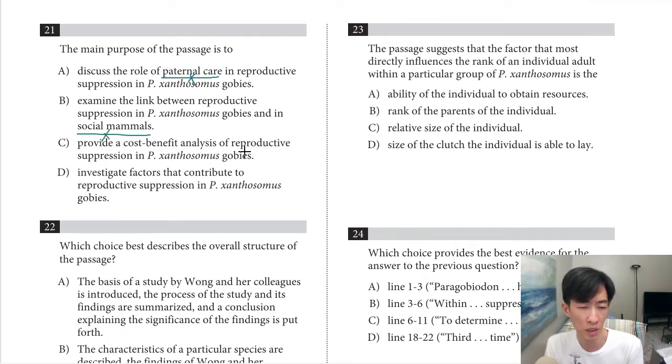C, provide a cost-benefit analysis of reproductive suppression in peas and xanthomus gobies. So cost-benefit analysis, probably not. I'm not really sure what a cost-benefit analysis would look like, but they don't really talk about what costs and what benefits happen in this sort of situation. D, investigate factors that contribute to reproductive suppression. So yeah, this is the most general because remember, there were 3 factors. They investigated them. The conclusion was that the first one was not a factor, but the last 2 were. So D is going to be your best choice.